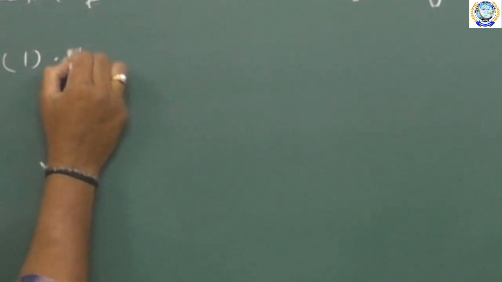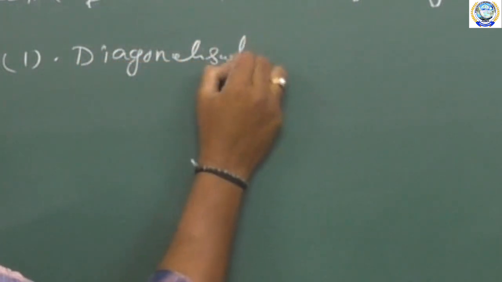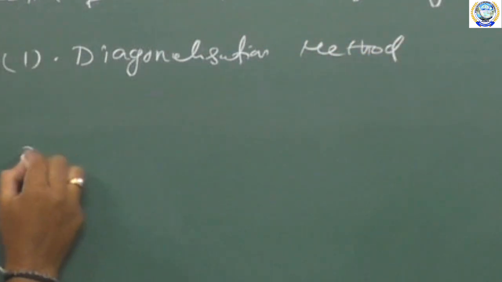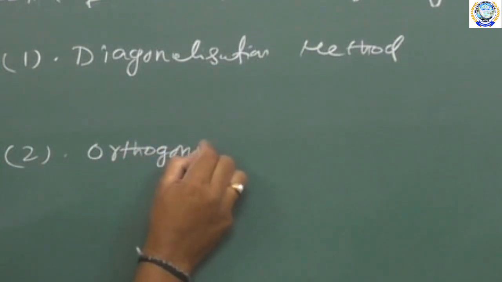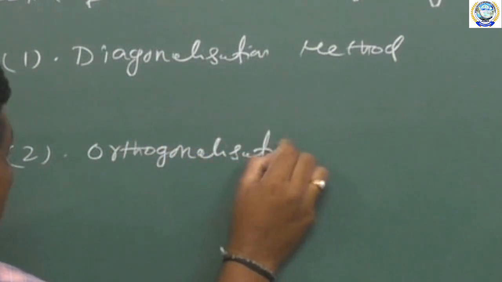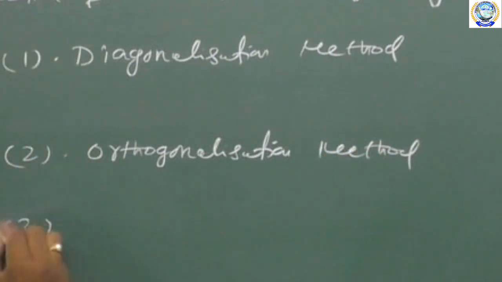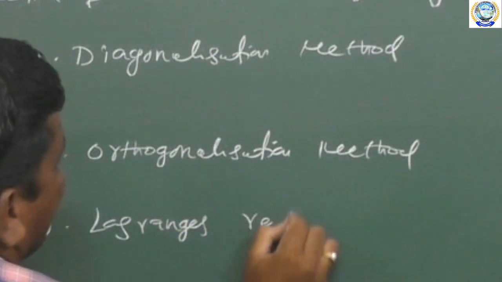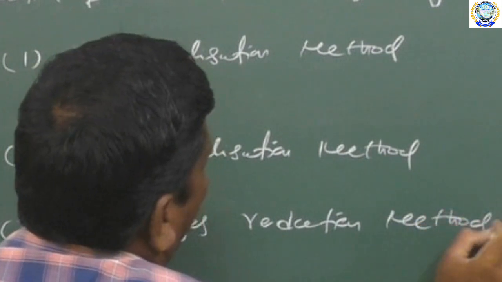First one is diagonalization method. Second one is orthogonalization method. Third one is Lagrange's reduction method.